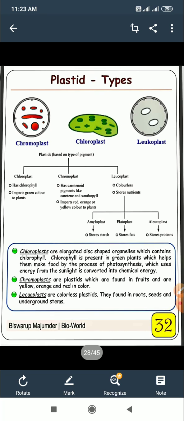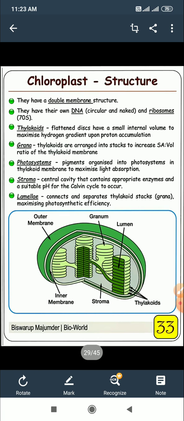Chromoplasts are the colorful plastids. They impart color to the fruits and vegetables. The leucoplasts are the colorless. They are found in roots, seeds, and underground stem.